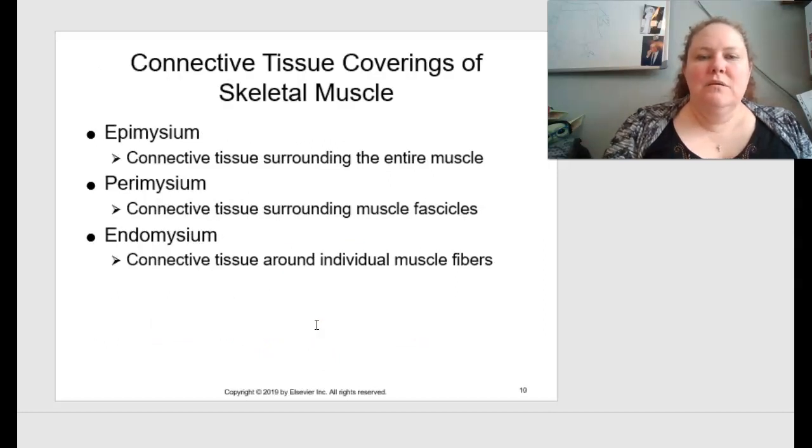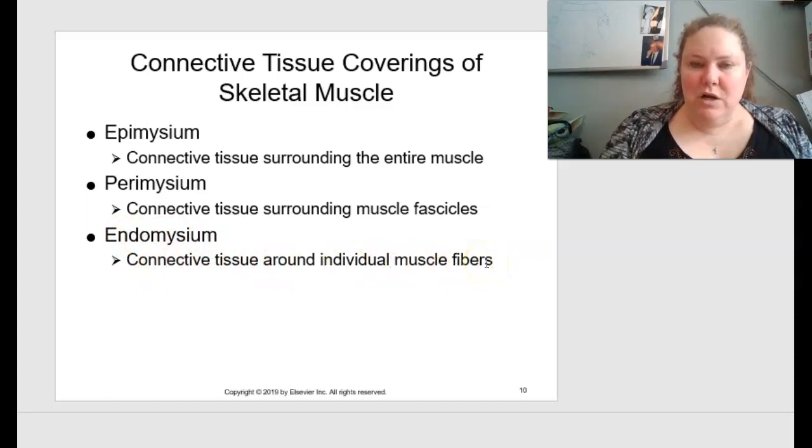Looking at the connective tissue coverings, we have your epimysium, your perimysium, and your endomysium. The epimysium is going to be that connective tissue that surrounds the entire muscle, whereas your perimysium is going to be the connective tissue that surrounds the muscle fascicles. And then your endomysium is going to be the tissue that's around the individual muscle fibers. So again, those are great flashcard words.